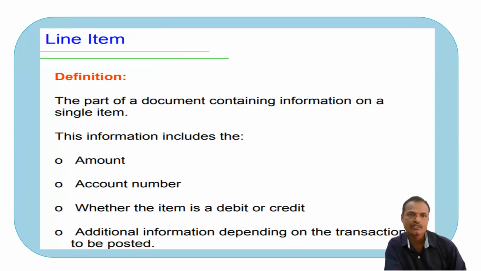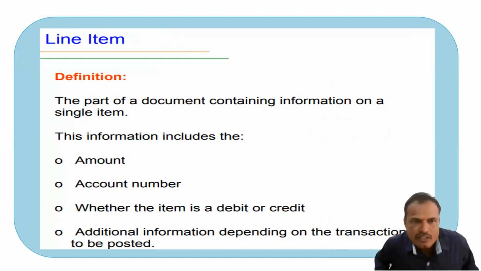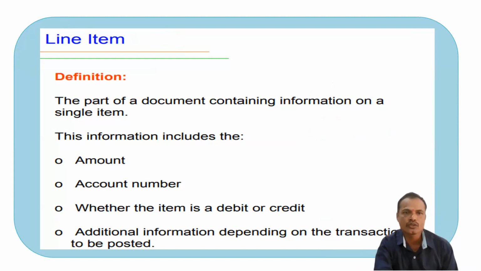Line item. The definition is: part of a document containing the information on a single line item. The information includes the amount. If you are posting a debit line item, that debit line item includes these parts: amount, account number, whether the item is debit or credit. If it is a debit entry, these columns should be available in the line item, along with additional information depending on the transaction to be posted.